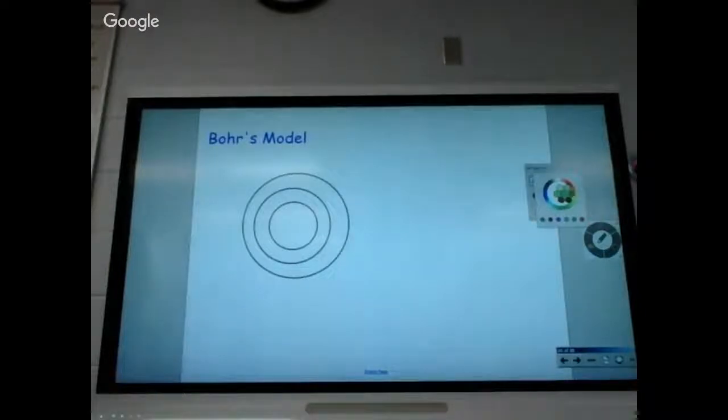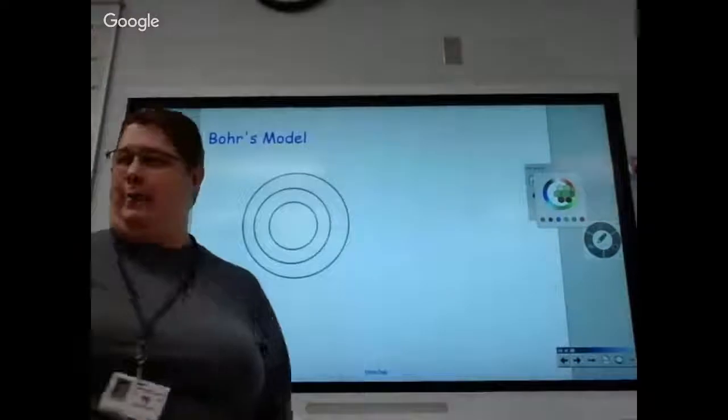Okay. Anyways, if you talked about a Bohr model, you may have actually built a model. Okay? If you didn't, okay, you should have built a Bohr model. So, let's talk about it.